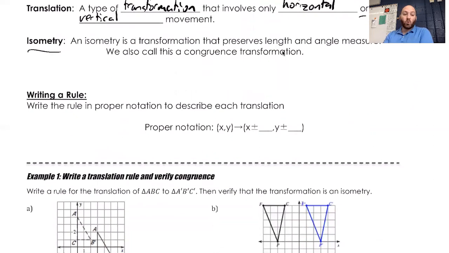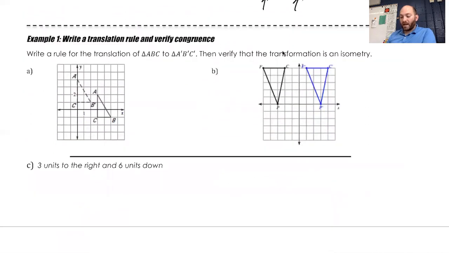When we write the rule, it follows this notation. Basically, every value, X and Y, is going to be shifted by doing plus or minus a certain value to each of those coordinates. Okay, and so I'm going to show you how that looks more on here. So we're going to start with writing the rules for each of these cases.